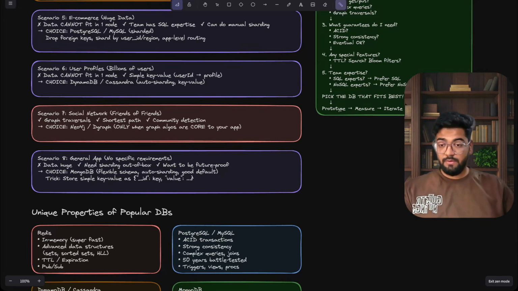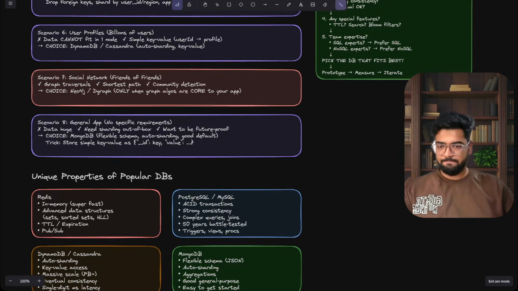Six, let's understand the user profiles, the database associated with user profiles. So this is quite straightforward. We need a key value store, and we need sharding. We need to scale it as much as possible. So the clear choice is going to be DynamoDB and Cassandra.